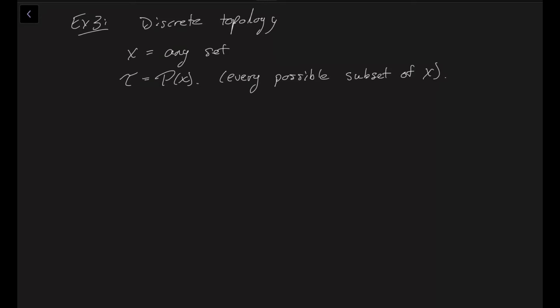Next, we have to check arbitrary intersections or finite intersections. And if we have a finite intersection of subsets of X, it's going to again be either another subset of X or the empty set, which is still a subset of X.